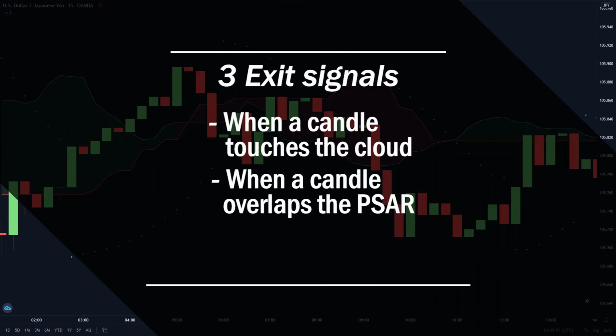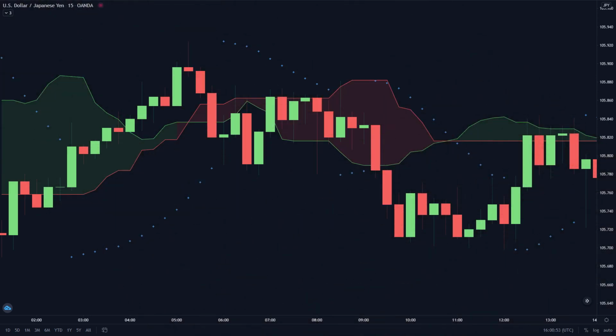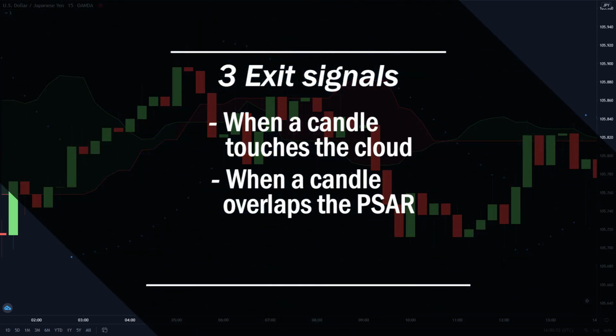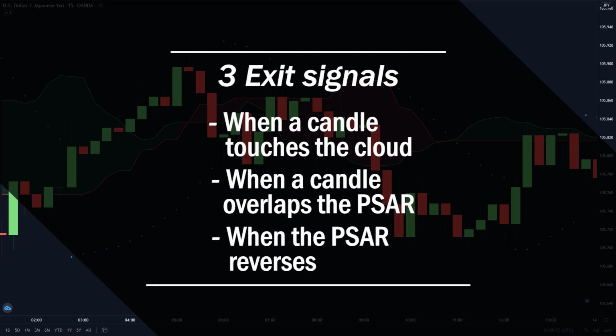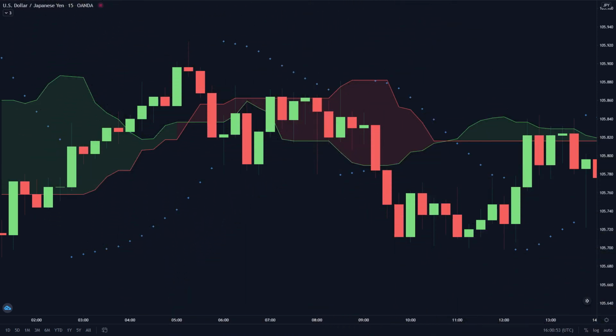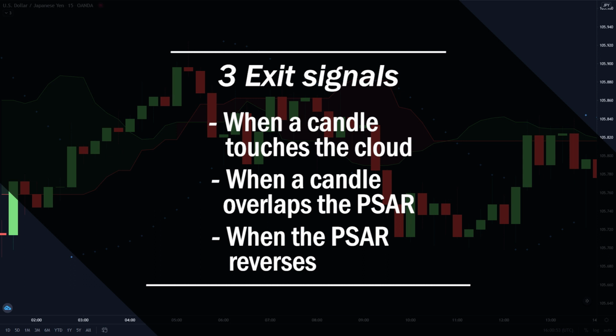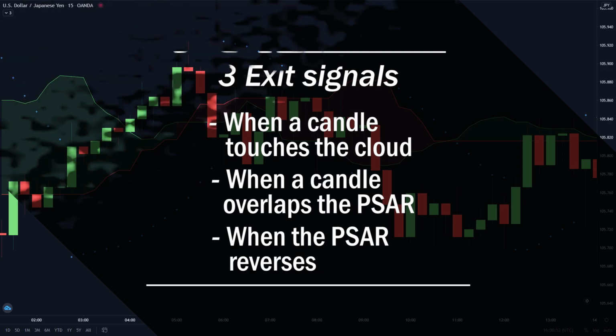Next is if the candlestick hits the Parabolic SAR. At the beginning, I said that we are using the Parabolic SAR as a trailing stop loss. So this is exactly that. So if the candle touches the Parabolic SAR, we close our trade. The third criterion is if the Parabolic SAR changes position. So if the Parabolic SAR changes position like this, I also close my trade. These three criteria can happen in any order. So if any of these three comes first, I close my trade.